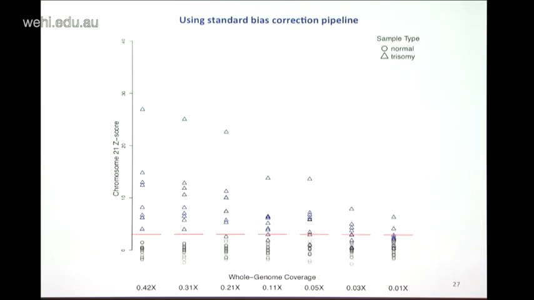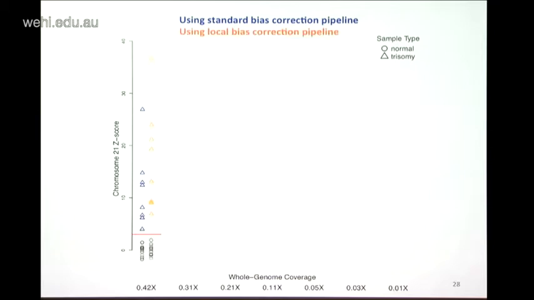Then as you decrease the coverage gradually, you can see that for the second level of sampling, you still detect the trisomies at 100% sensitivity, but when you decrease the coverage further, you start getting your first false negative, and it's sort of downhill from there onwards.